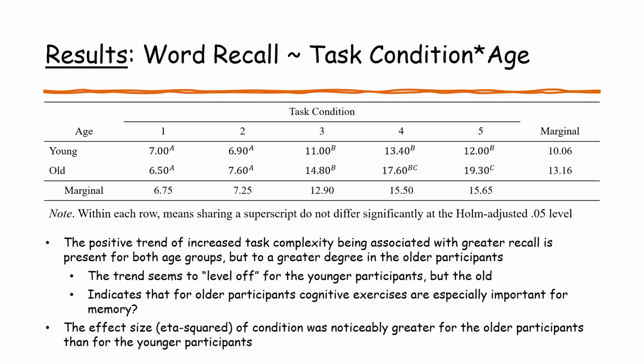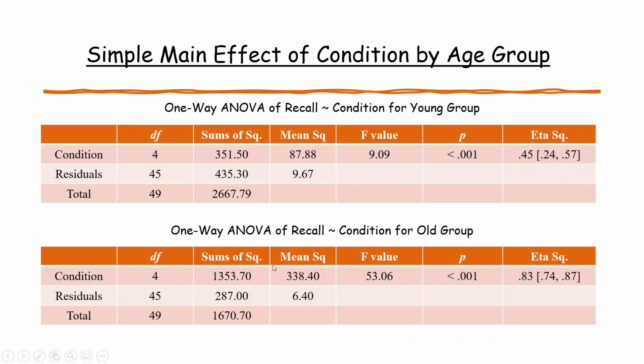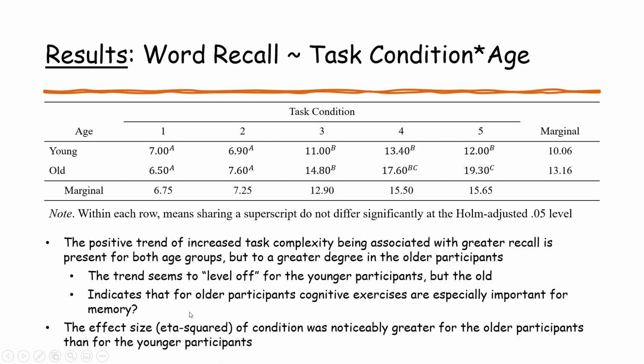But the reason you might think that is because for the older participants, as you engage in more and more complex brain teasers or exercises, your recall continues to be affected by that. Whereas for the younger folks, it's maybe not as important. It kind of levels off. And then we could also say that the effect size of condition was noticeably greater for the older participants than for the younger participants. Quick note, this table is in APA format, so if that's something you care about, the table is in APA format.